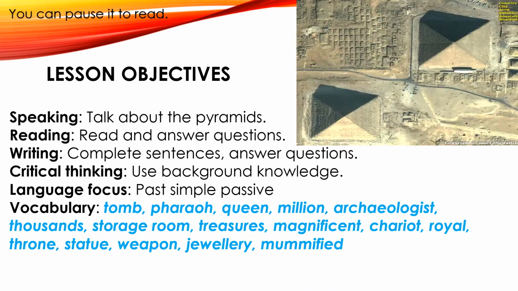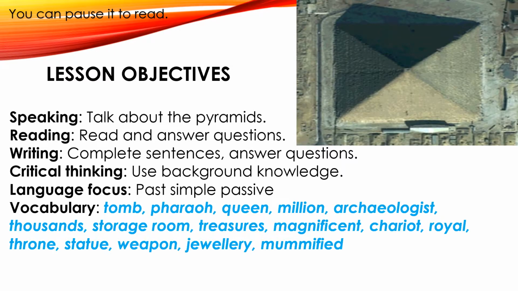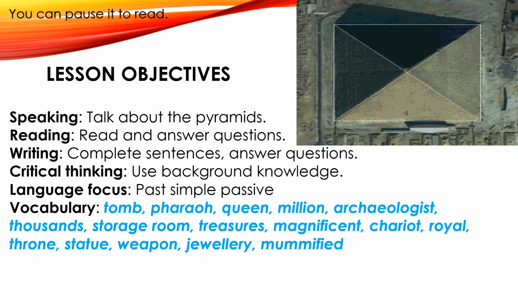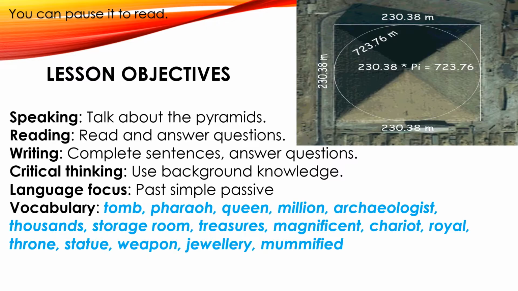We are going to start with the objectives. These are the things you need to learn. First, I need you to talk about the pyramid, read and answer questions, complete sentences and answer questions. There is also the critical thinking using background knowledge. In this lesson, we are going to take some grammar, the past simple passive, and some other vocabulary.